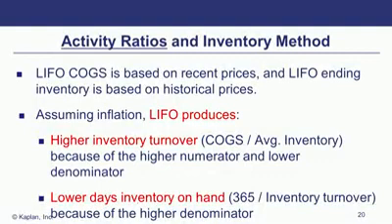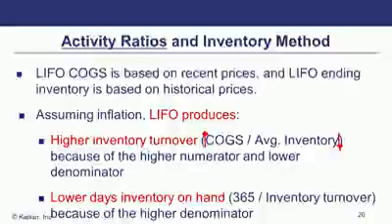So assuming inflation, LIFO gives you a higher inventory turnover because you get a higher numerator. Remember, in an inflationary environment under LIFO, ending inventory is lower, so essentially you're going to get a higher cost of goods sold figure. And of course, if your ending inventory is lower under LIFO, you get a lower average inventory figure, and therefore overall your inventory turnover is going to increase.